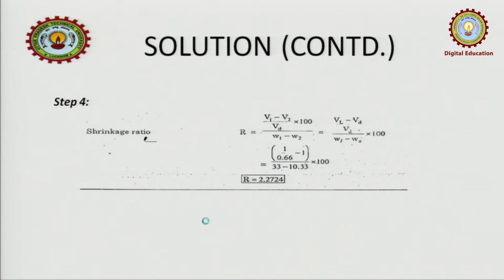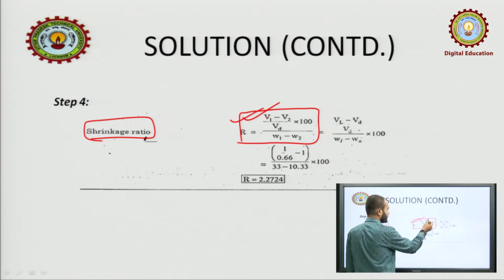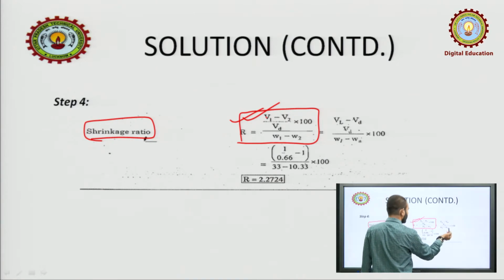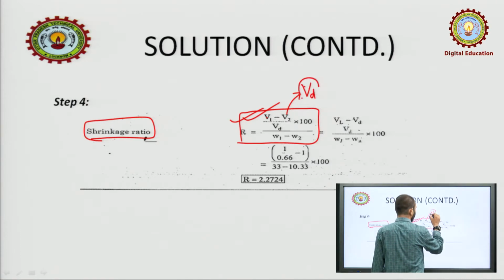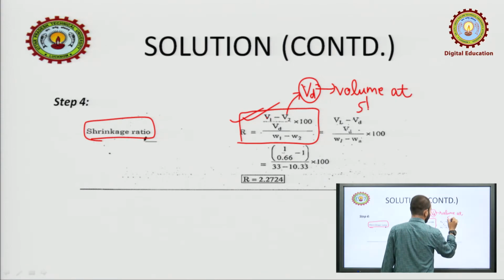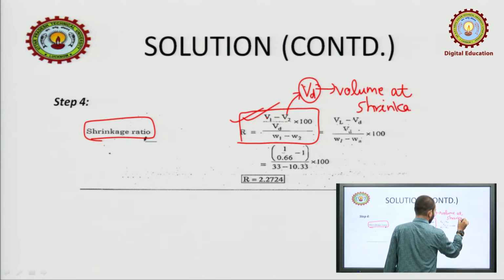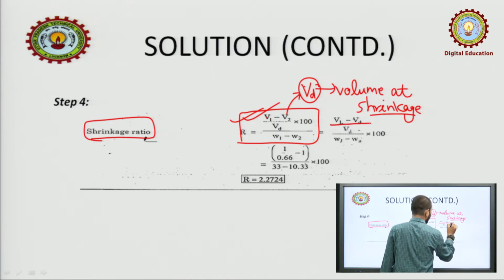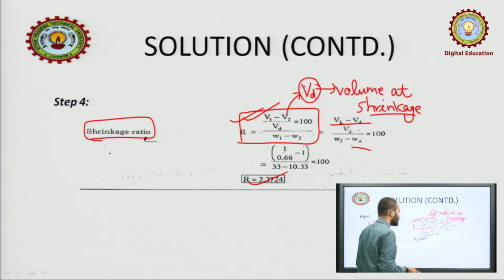Then again the second part, shrinkage ratio. I remember perhaps I had already told you the formula: V1 minus V2 upon Vd into 100 upon W1 minus W2. Here in this case we can choose it to be Vd only, or volume at shrinkage. So VL minus Vd upon Vd into 100, again just put the values to get R equals 2.27. This is nothing hard, it is just generalized, we just have to put the values and solve for the numerical value.